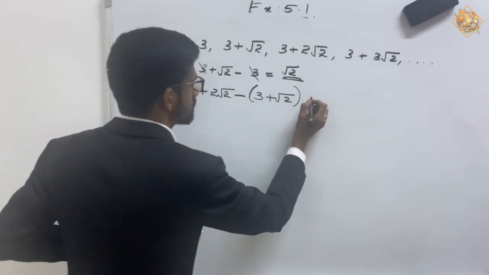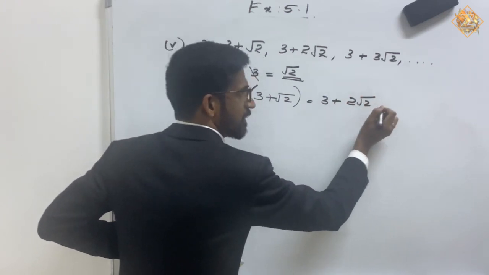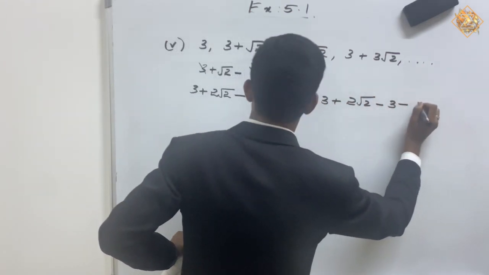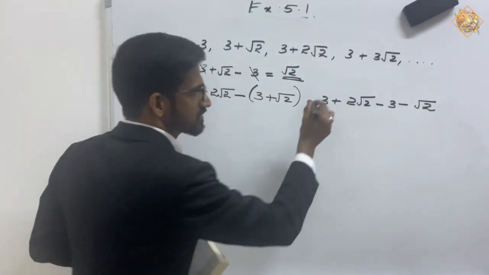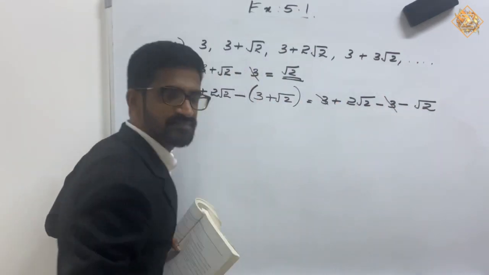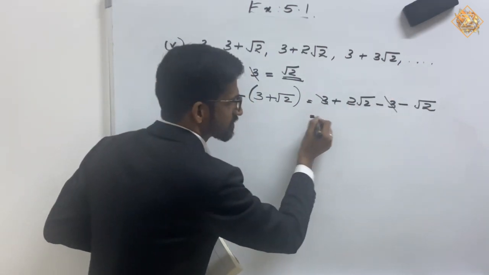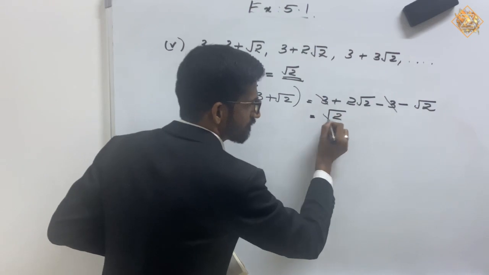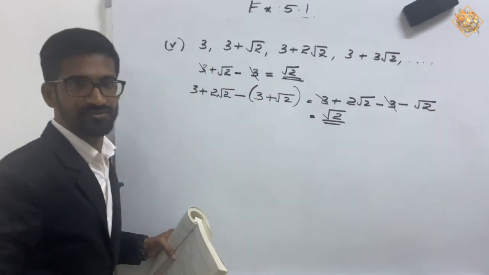Okay, so when we open this bracket it will become 3 plus 2 root 2 minus 3 minus root 2, is it? So 3 and 3 will get cancelled. 2 root 2 minus root 2. What is 2 root 2 minus root 2? That is root 2, isn't it? From 2 root 2, when we subtract 1 root 2, we will get 1 root 2.